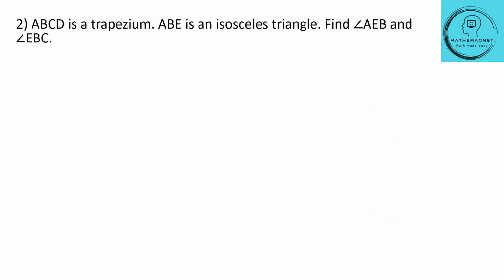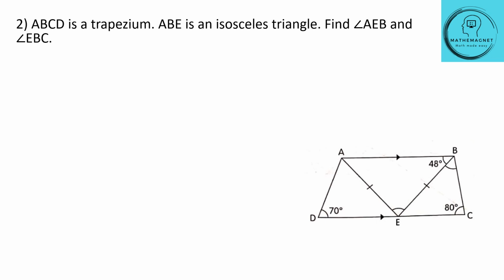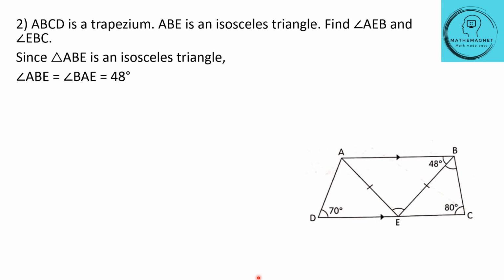Question number 2. ABCD is a trapezium. ABE is an isosceles triangle. Find angle AEB and angle EBC. So here, since triangle ABE is an isosceles triangle, we know angles opposite the equal sides are equal. Which means angle ABE equals angle BAE equals 48 degrees, and the third angle AEB will be equal to 180 minus 48, which is equal to 84. Now we know angle AEB, one of the unknown angles that we are asked to find, we have found.